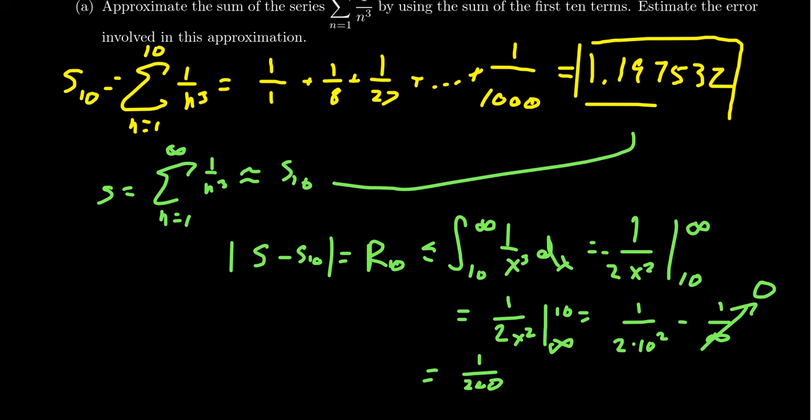Which if we write as a decimal, we get 0.005. So this gives us our estimate. This is our approximation, but our error will be close to 0.005. That is, we are accurate to two decimal places and we're halfway towards the next one. So this gives us our margin of error. Our series will add to 1.197532 plus or minus 0.005. So we can get estimates like we did before.